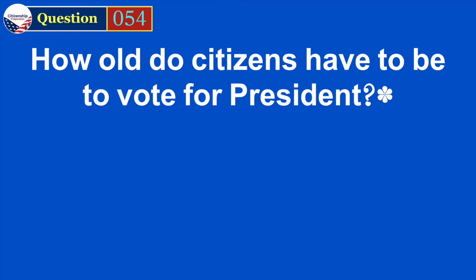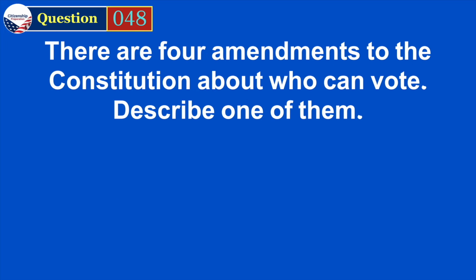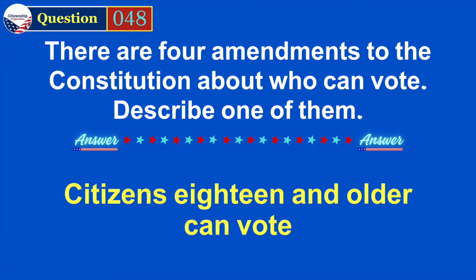How old do citizens have to be to vote for president? 18 and older. There are 4 amendments to the Constitution about who can vote. Describe one of them. Citizens 18 and older can vote.